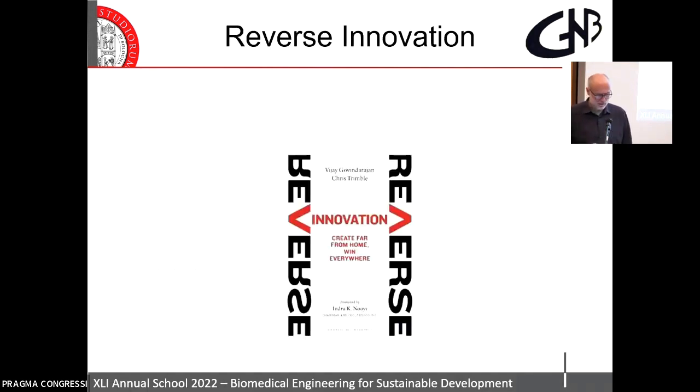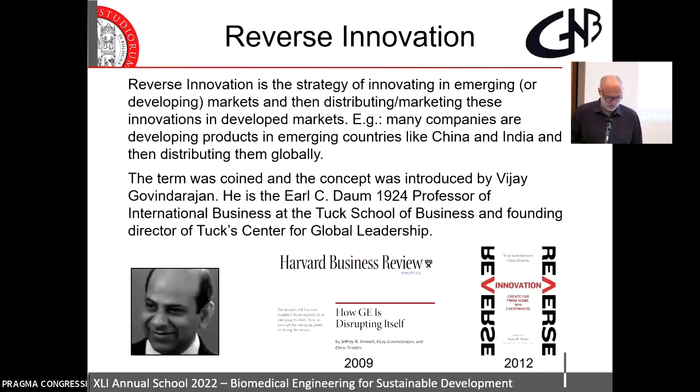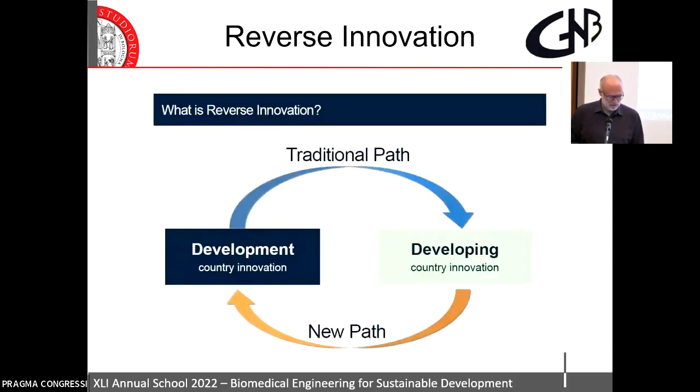Finally, the third approach: reverse innovation. It was proposed by Vijay Govindarajan, a professor of business, and it is a strategy for design innovation in emerging or developing markets, and then distributing these innovations in developed markets. He wrote in 2009 "How GE Is Disrupting Itself." He was a consultant of GE at that time, and a few years later, this book had a big success in the field. What's the concept?